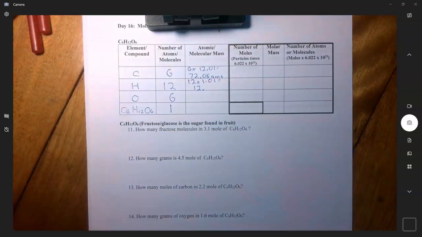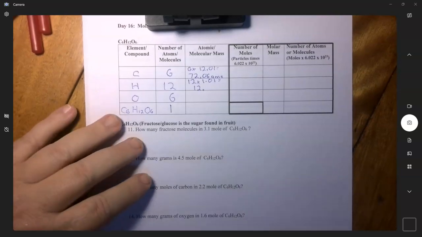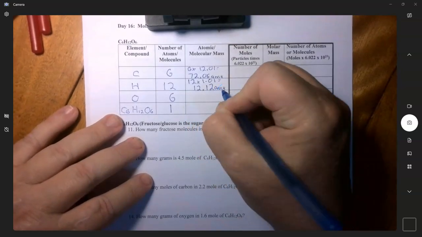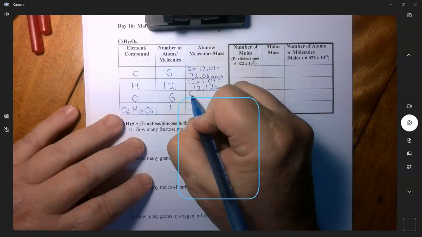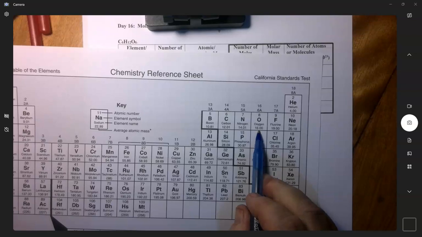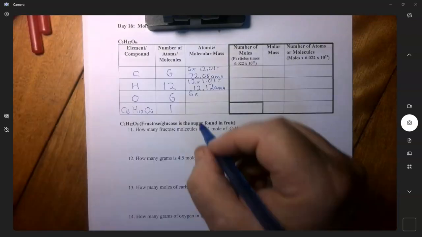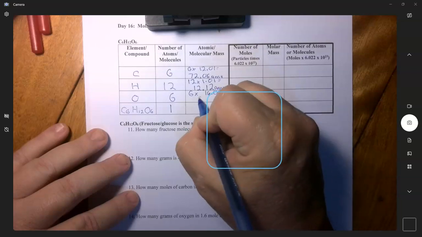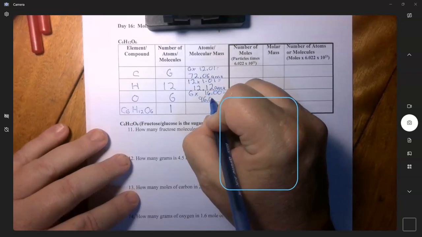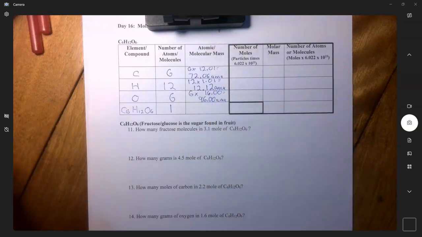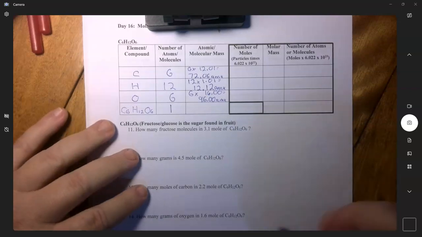Just check something, 12.12. And again, it's AMU. Okay, and finally 6 oxygen. So you have 6 times, again, you go to the periodic table, it's right there, 16. And that's going to be 96 AMU. Now you add those together, it gives you 180.18.